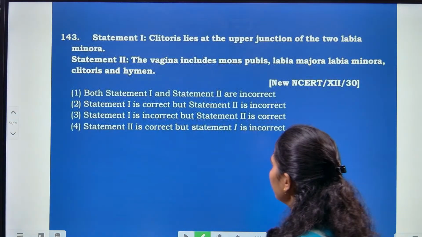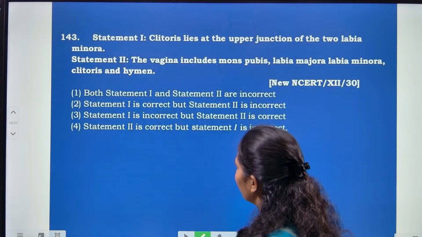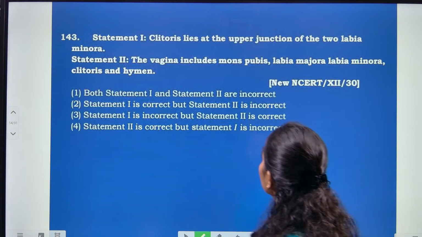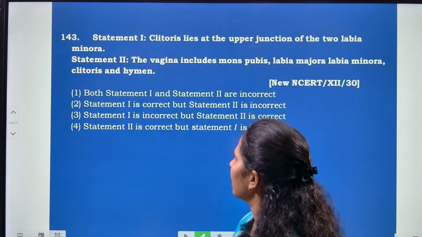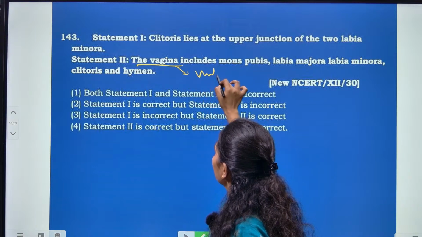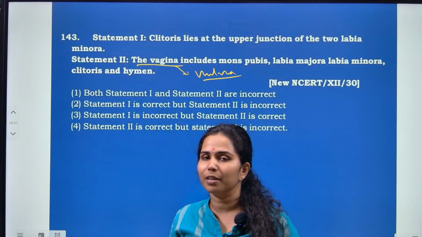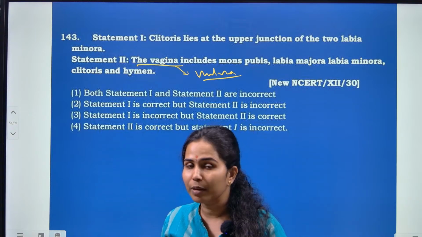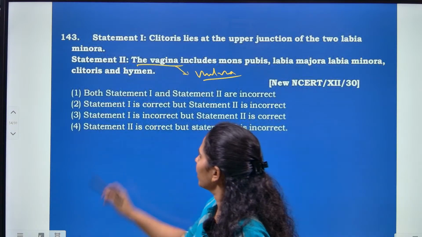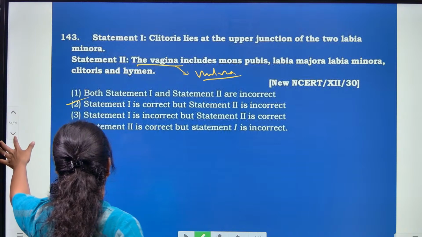Next, statement 1, that is the clitoris lies at the upper junction of the two labia minora. Yes, statement 1 is right. Statement 2 indicates that the vagina includes the mons pubis, labia majora, labia minora, clitoris and the hymen. It is not the vagina, it is nothing but the vulva. The vulva, or the external genitalia of a female, consists of all this. It is not the vagina. So statement 1 is right, but statement 2 is incorrect. Okay, so 1 is correct and 2 is incorrect.